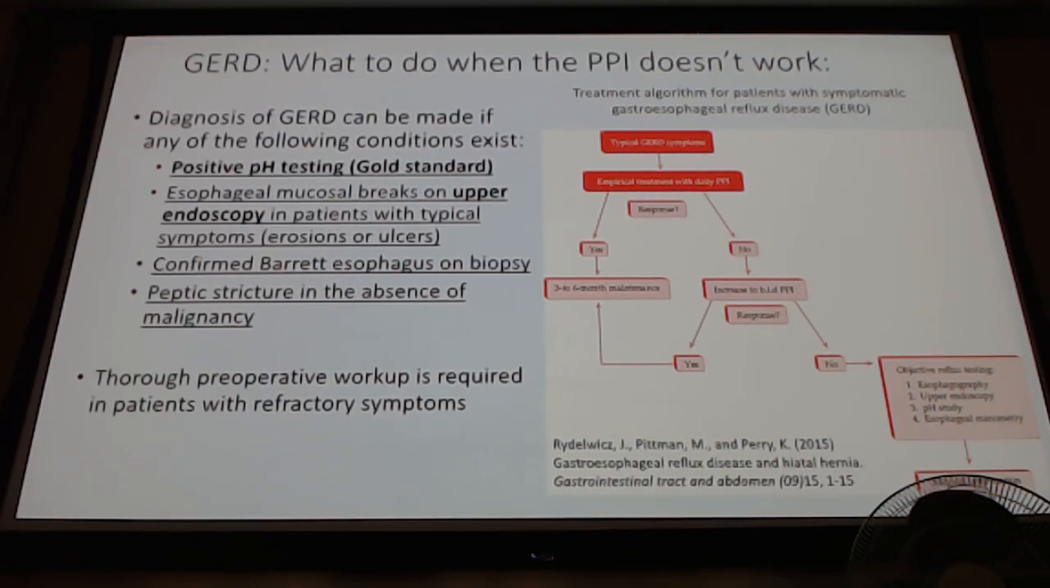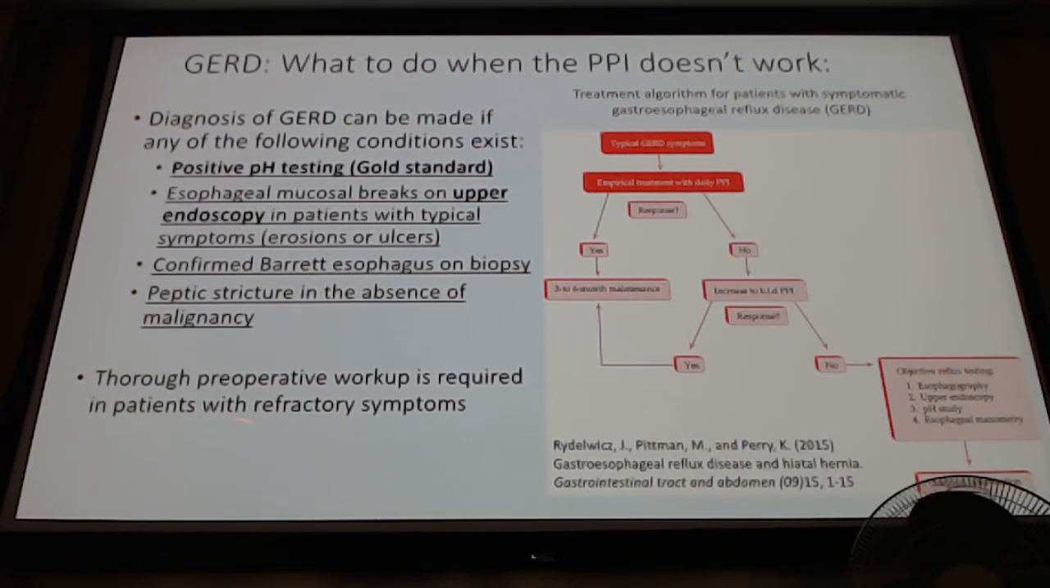if we find a peptic stricture or webbing, then we need to figure out why. Is it because of malignancy? Is it because they drank bleach as a kid? What could have caused those strictures or webbing? Thorough pre-op workup is required for anybody that has refractory symptoms.